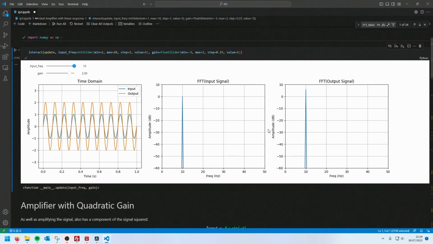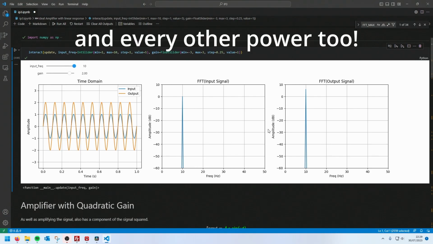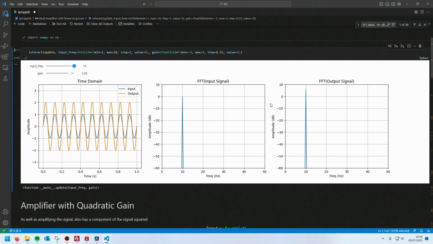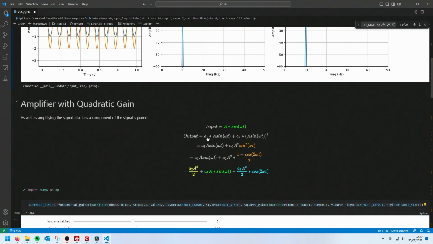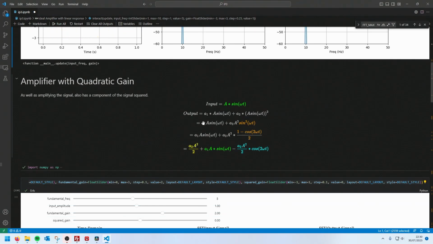Now, most amplifiers, in fact all amplifiers, are non-linear to some extent, and that is that they will also amplify the square of the input and the cube of the input. So taking the scenario where we have quadratic gain, i.e. the output is not just gain times our input signal, it's also another gain constant times the input signal squared.